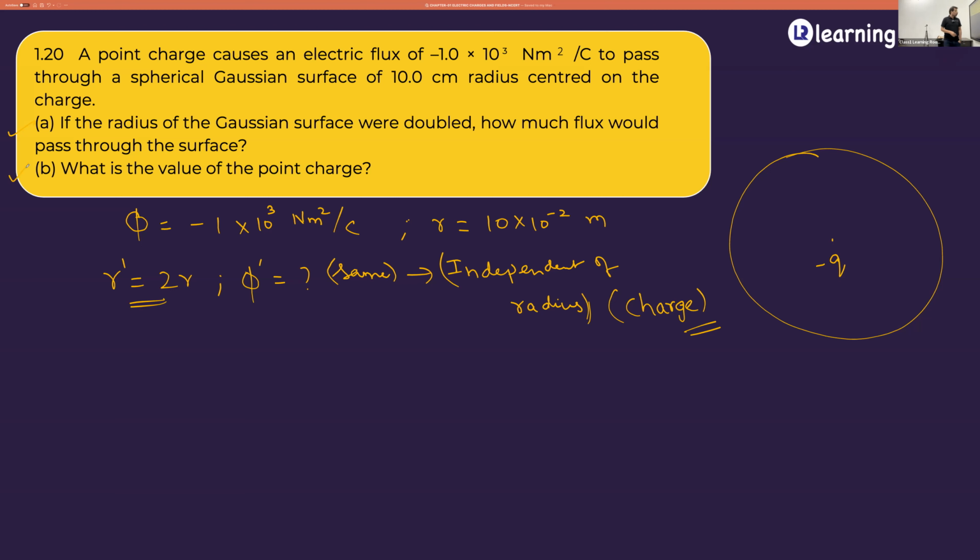Next is, what is the value of the point charge? So flux will be equal to charge enclosed divided by epsilon naught, which implies charge enclosed is going to be equal to flux, which is 10 power 3, into epsilon naught, which is 8.85 into 10 power minus 12. So it will be 8.85 into 10 power minus 9 coulomb. That will be the answer.